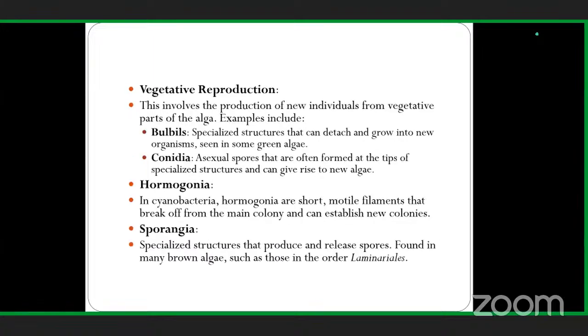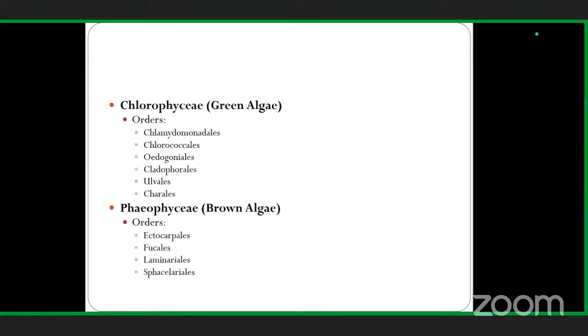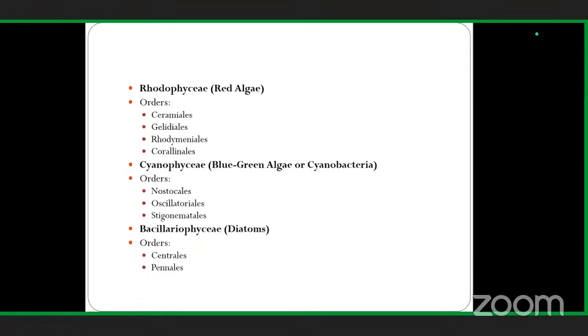Next is vegetative reproduction through bulbils and conidia. Then hormogonia is there. Hormogonia are short motile filaments that break off from the main colony and can establish new colonies. And sporangia are specialized structures that produce and release spores, found in many brown algae, such as order Laminariales. So there is a Fritsch classification where Fritsch has divided the algae into 11 classes. The criteria of division are pigmentation, type of reserve food, flagella, mode of reproduction, and ecological roles. So these are the orders of the 11 classes which we have discussed.